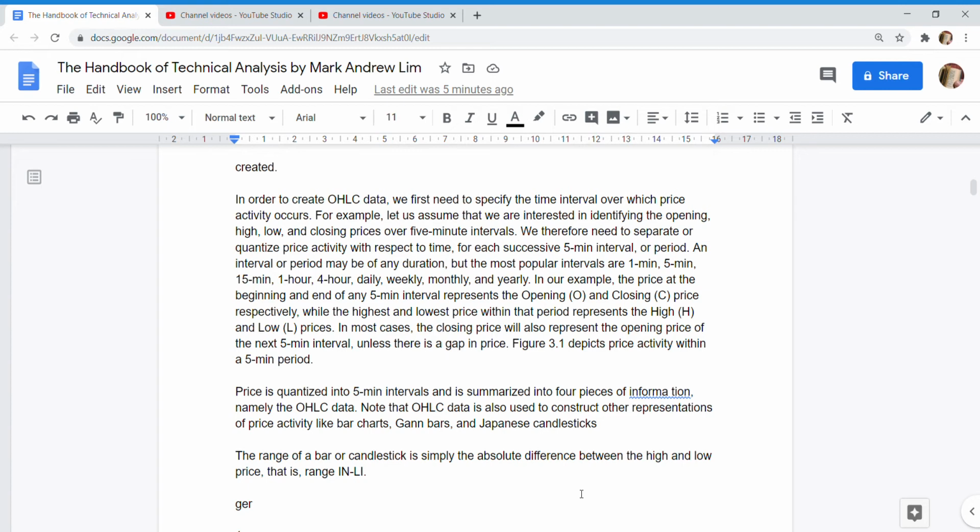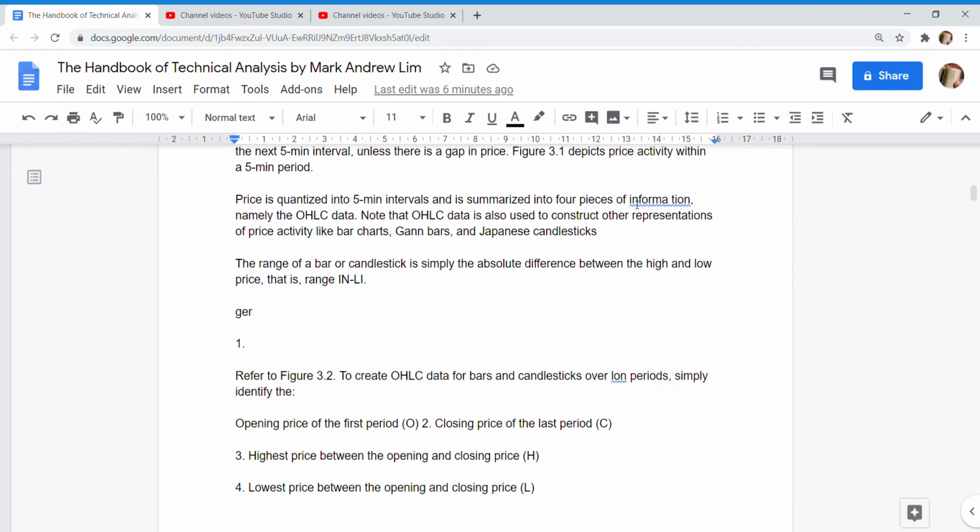In our example, the price at the beginning and end of any 5-minute interval represents the opening (O) and closing (C) price respectively, while the highest and lowest price within that period represents the high (H) and low (L) prices. In most cases, the closing price will also represent the opening price of the next 5-minute interval unless there is a gap in price. Figure 3.1 depicts price activity within a 5-minute period. Price is quantized into 5-minute intervals and is summarized into 4 pieces of information, namely the OHLC data.